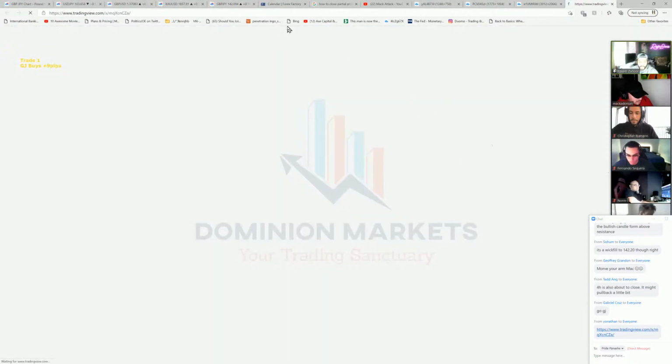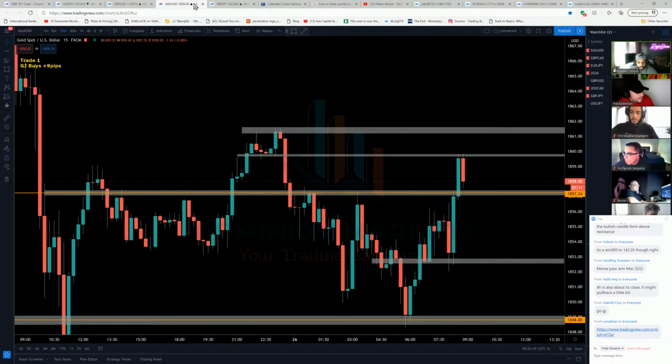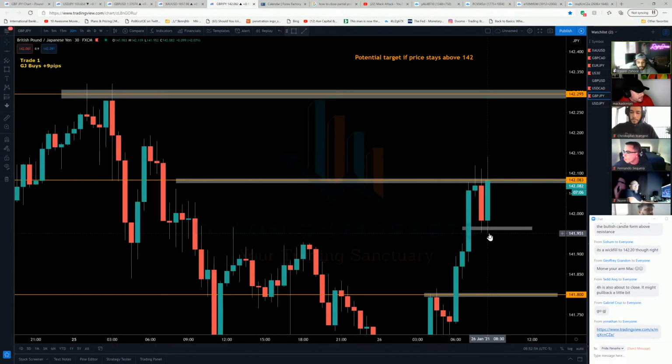Let's take a look at this chart over here. Took a sell position when this candle was over here for price to continue down, close 50%. Was it a bad entry? Yes, it was a bad entry because the 30-minute candle was still open at that time. If you look on the 30-minute time frame, this is a 30-minute candle over here, and there was a support right over here. This is something we talked about when this was happening, that there's a support over here, so there's not enough range.